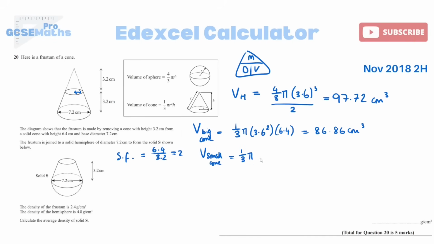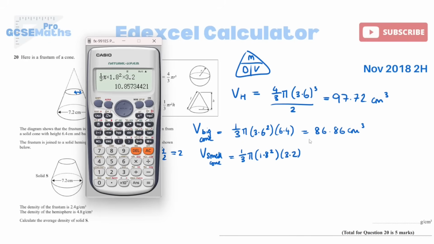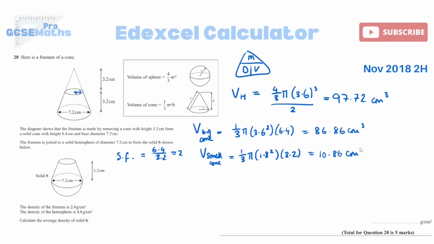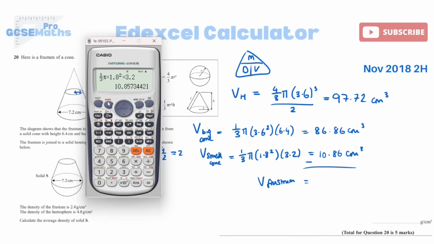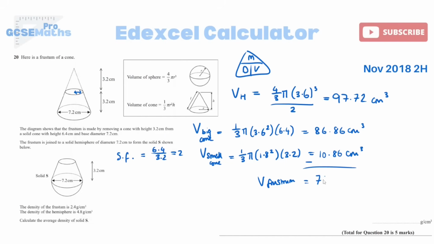So it's a little bit complicated. So we've got a third pi, and then the radius is now 1.8 squared, and then the height is the 3.2. So just make sure you're subbing in the right numbers. That is 10.86, let's say. So the frustrum is obviously just subtracting those two. So that answer's still there, isn't it? I did save the previous one as B, so I can just take that away. I guess you could probably work it out by subtracting it straight away, but there we are. So we get about 76. So 76 is the volume of the frustrum.